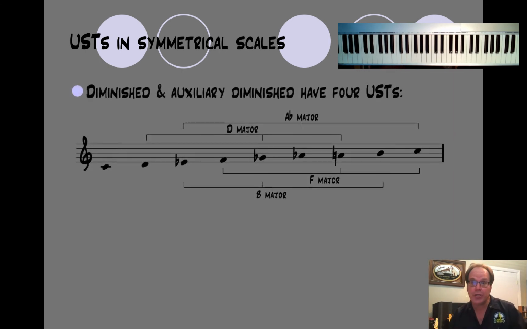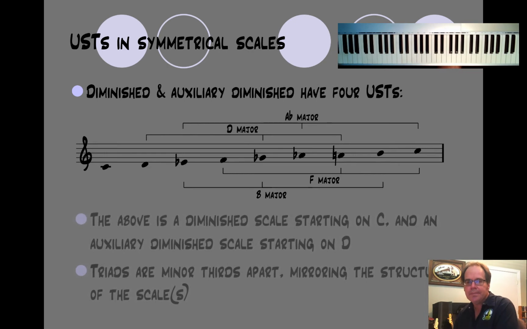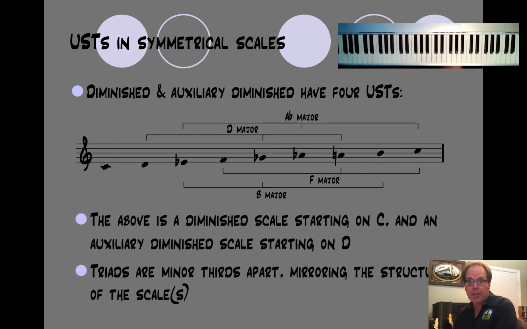So for instance, diminished and auxiliary diminished, which are kind of like modes of each other, right? There's actually 4 major triads in that scale. So if we had a C diminished scale, that actually has a D triad, an F triad, A flat triad, and a B triad, right? So all of those work really nicely. That would also be an auxiliary diminished scale starting on D, wouldn't it?